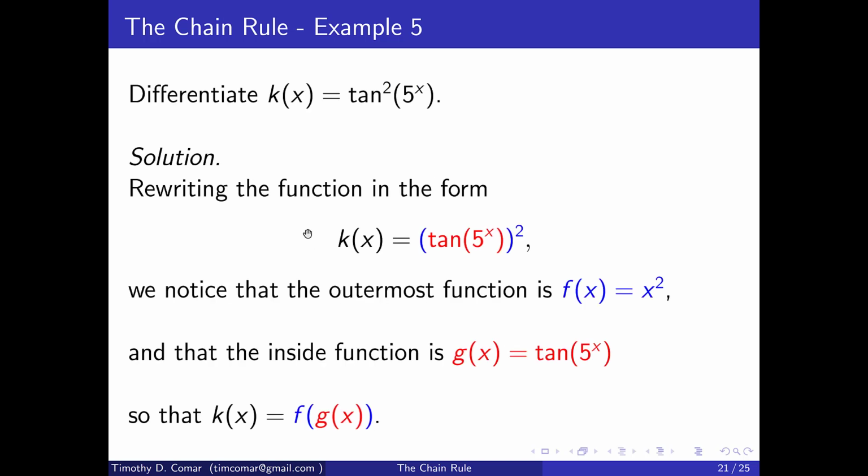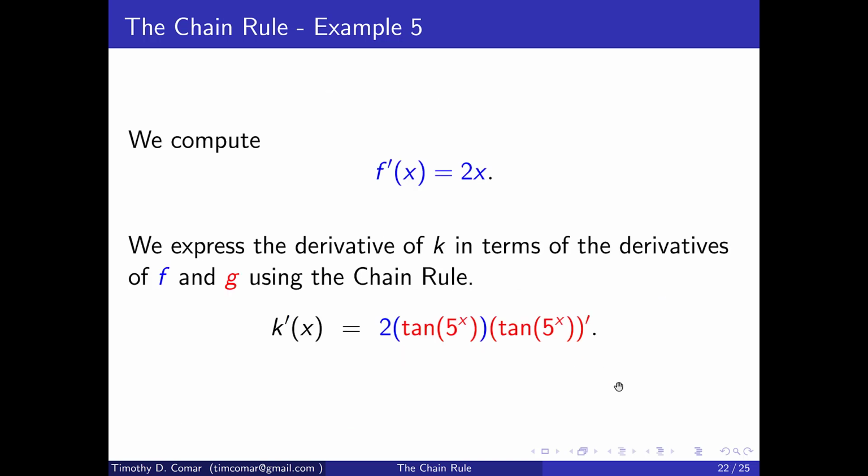So, first thing we're going to do, which often trips up students here, is rewrite this function in a nicer nested form over here. We can recognize that our outermost function here is really squaring. So we can think of k here as tangent of 5 to the x, quantity squared. So our outermost function here is just x squared. And for right now, our inside function, we're just going to take to be tangent of 5 to the x. So that's our initial look at our composition over here.